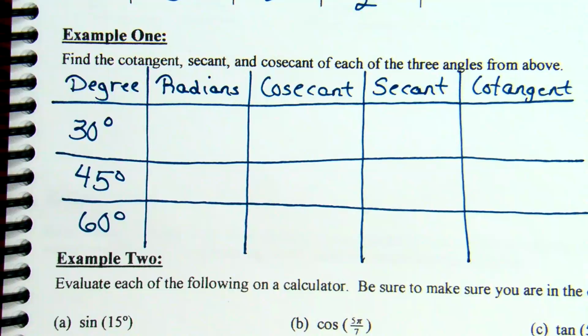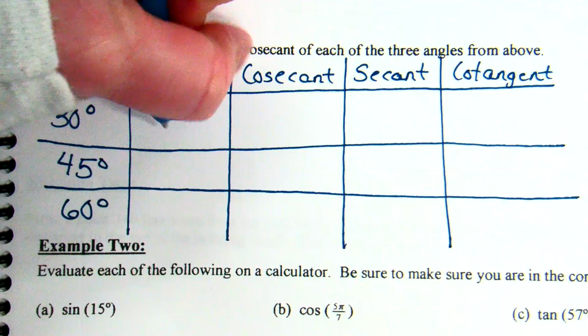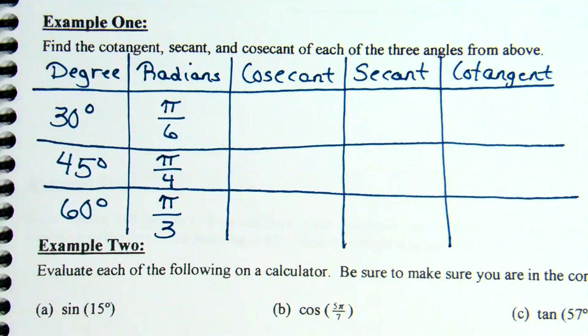Okay, once you get your chart set up, start with radians. What are your thoughts on radians? It's the same? Yeah, did they change from above? No. 30 degrees always equals what in radians? Pi over 6. 45 degrees always equals pi over 4, and 60 degrees always equals pi over 3.